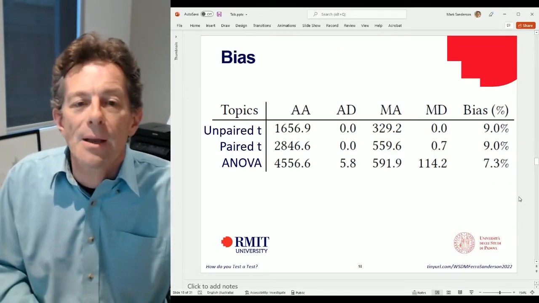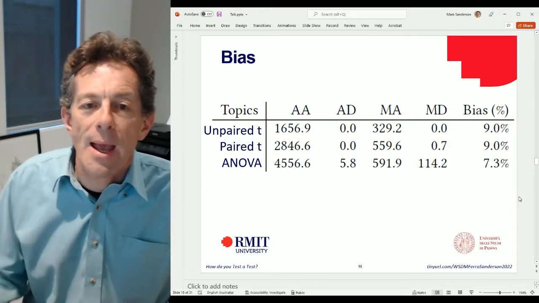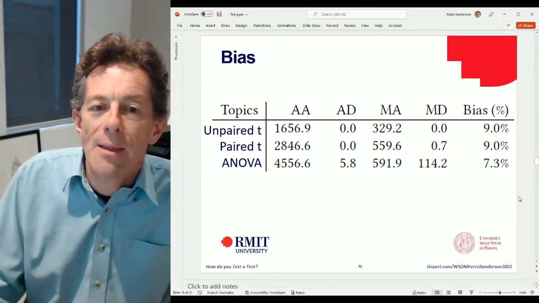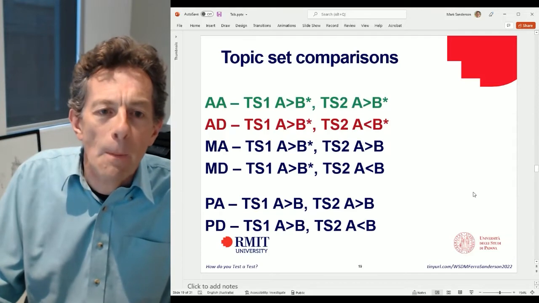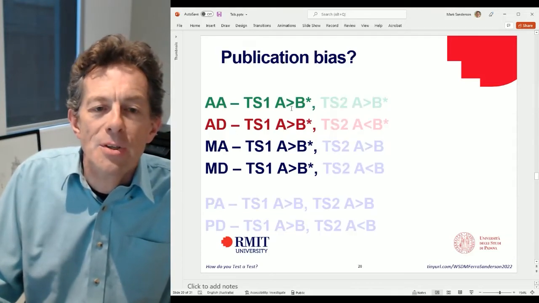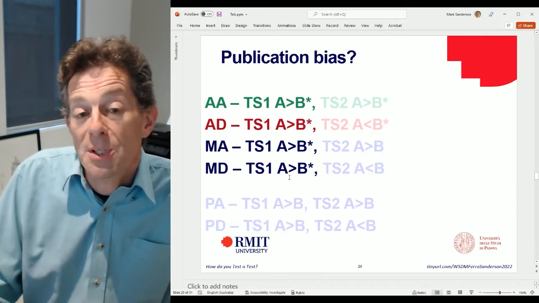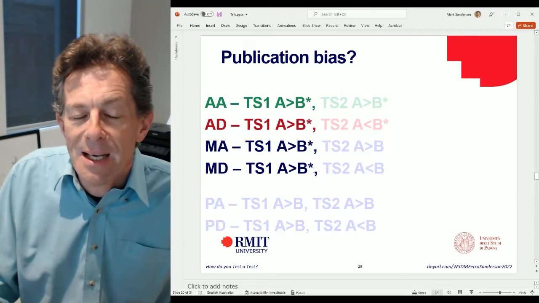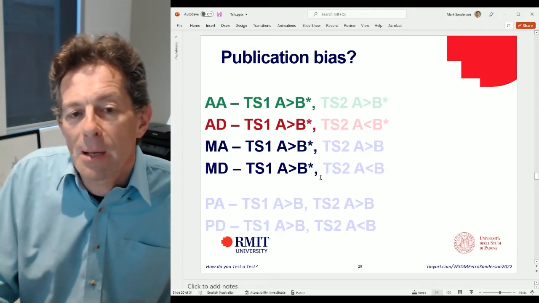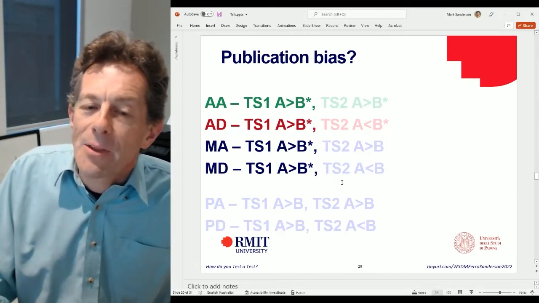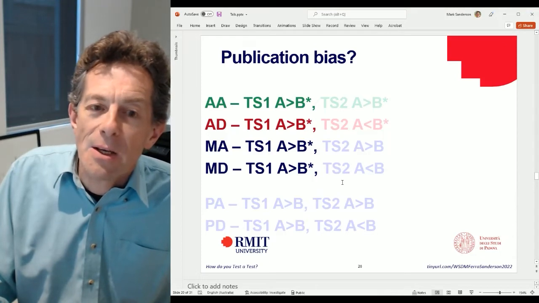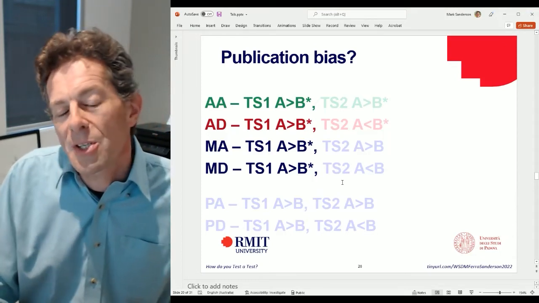We then looked at these four measures, AA, AD, MA, and MD together. Why did we do that? Well, it's because these four measures are all measures that might cause you to think to publish a paper. If you find that your system is better than the baseline and it's significantly better, you might be liable to publish your work.